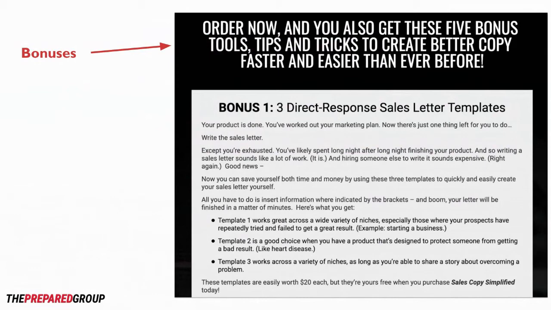So here we go. This is, again, the Sales Copy Simplified program. Order now, and you also get these 5 bonus tools, tips, and tricks to create better copy faster and easier than ever before. And then I go into detail, as much detail as I did about the program itself, on the particular bonus features and benefits.